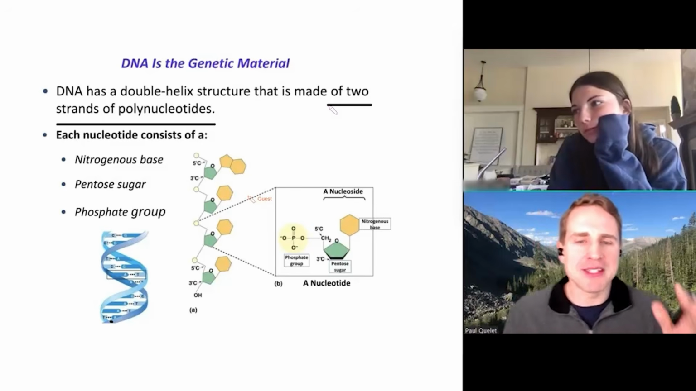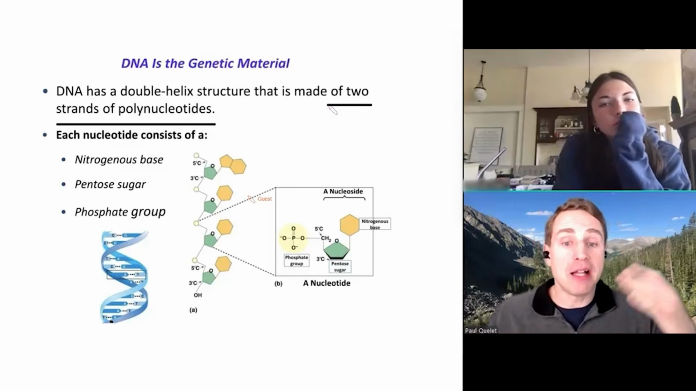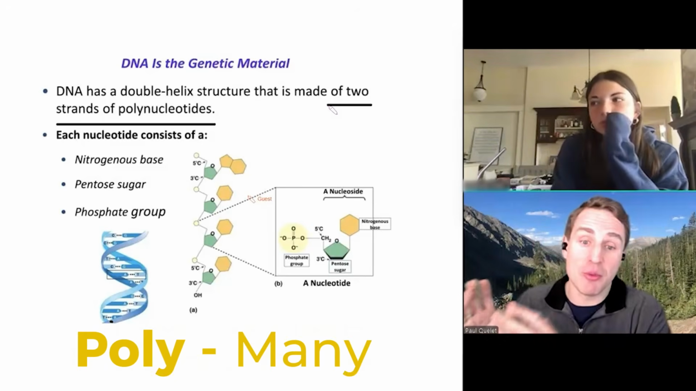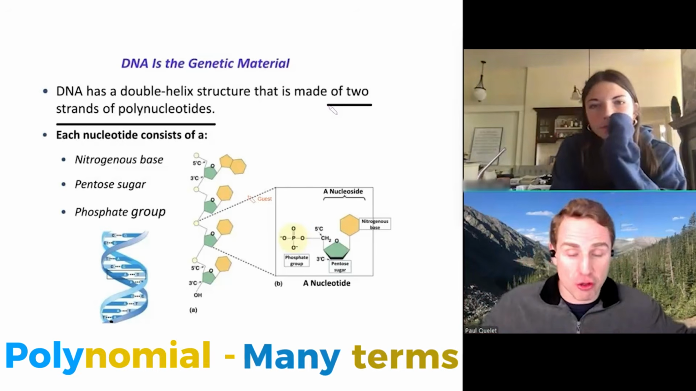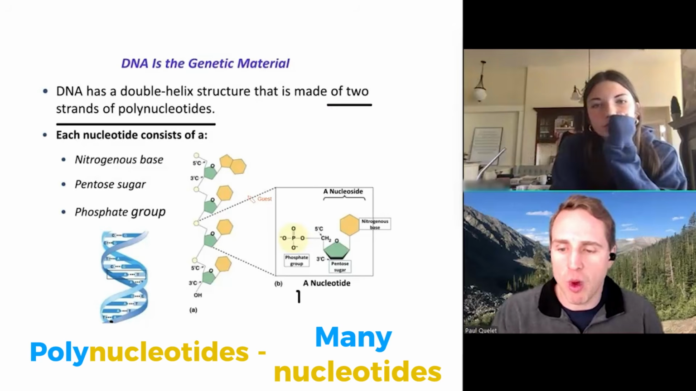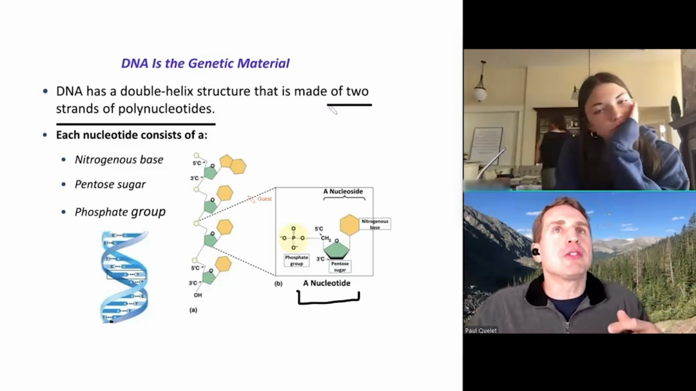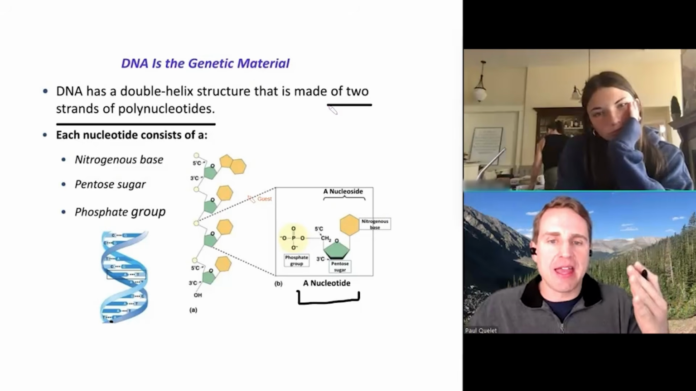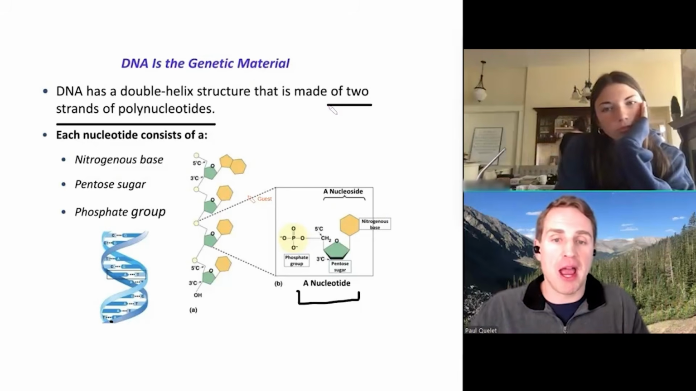polynucleotides. Now remember, in science, hopefully you've heard this before, poly means many. Just like in math, we say polynomial, many terms. Polynucleotides, many nucleotides. Now, what is a nucleotide? A nucleotide is going to be different than other things you may have heard of in biology.